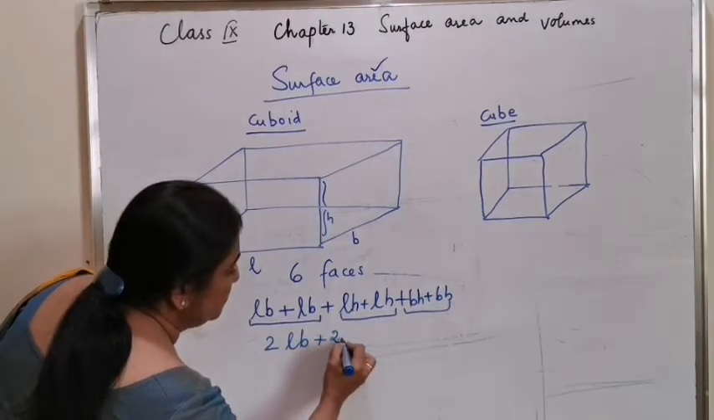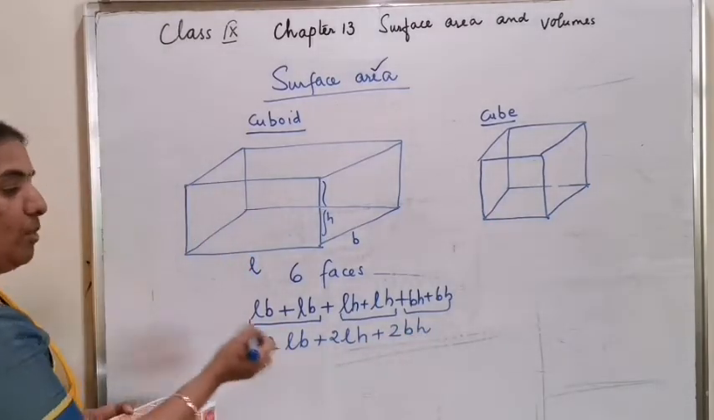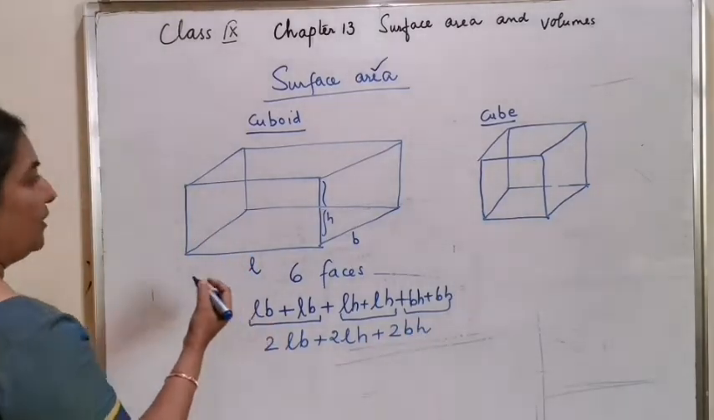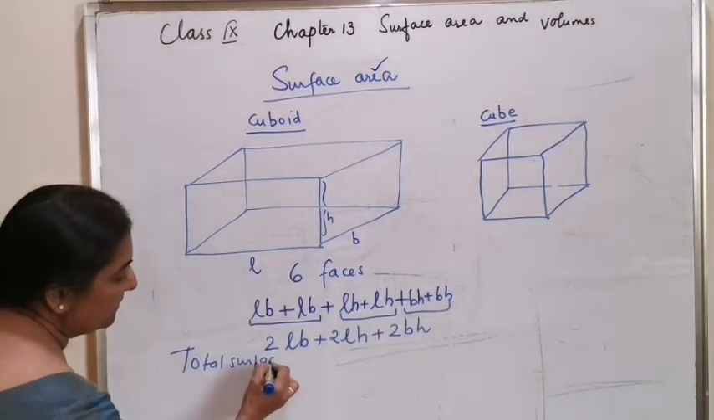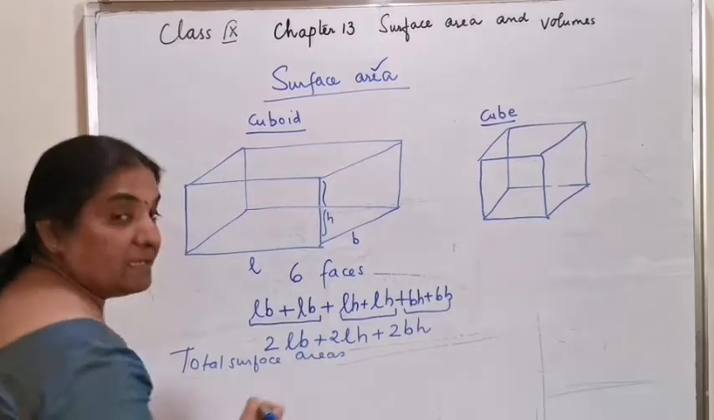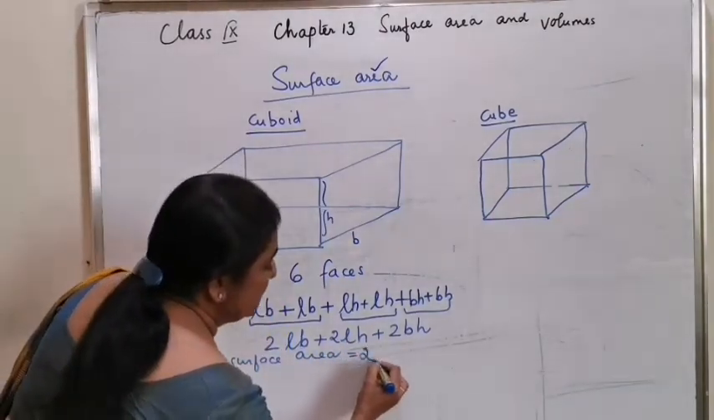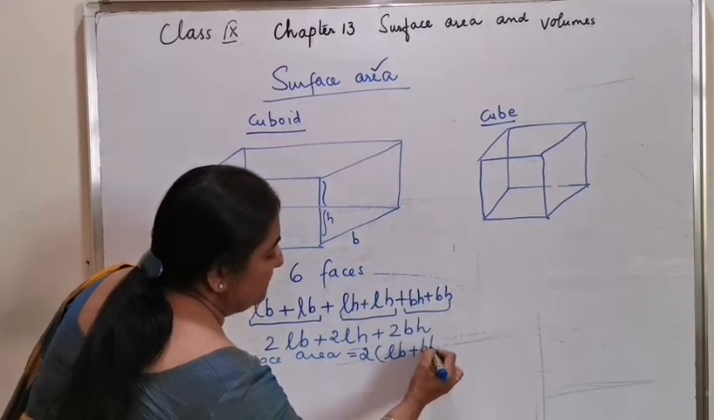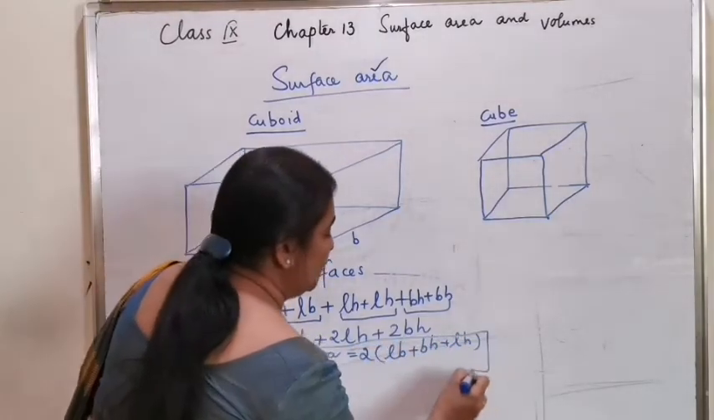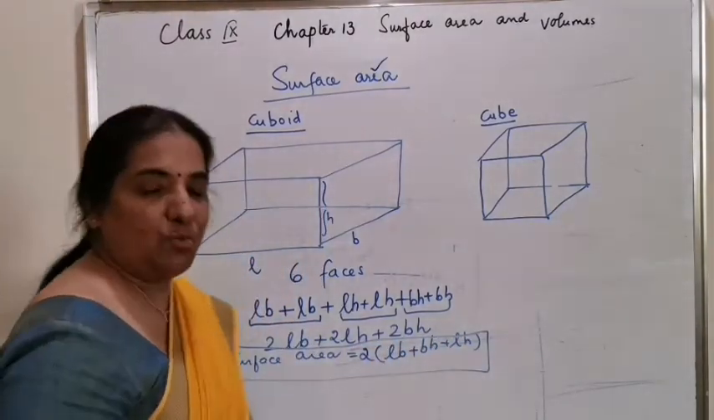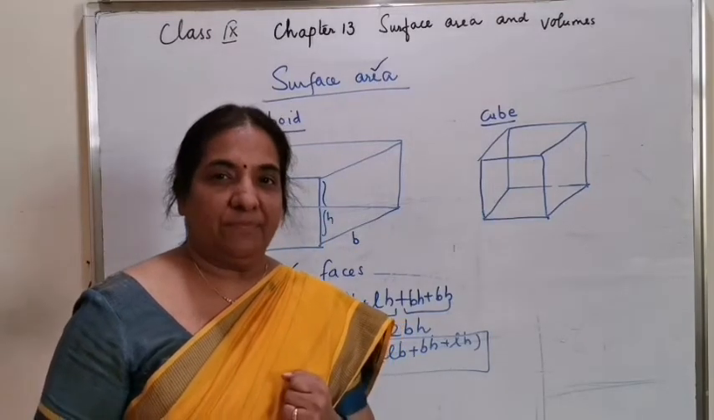2LB plus 2LH plus 2BH. Or what is the formula for total surface area? That means you have the surface area of 6 faces. Total surface area is 2 into LB plus BH plus LH. The total surface area of a cuboid is twice LB plus BH plus LH.